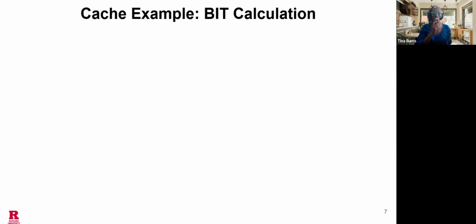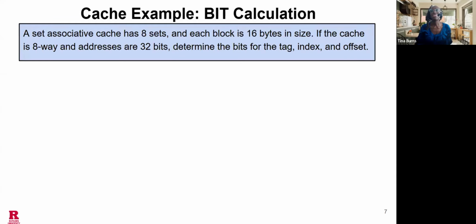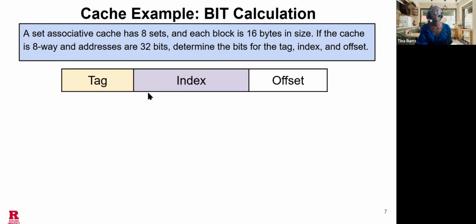All right, now let's look at some examples. So let's say we have a set associative cache with 8 sets. Keep that in mind when it tells you this information. It has 8 sets total, and each block is 16 bytes inside. The cache is an 8-way cache, and the addresses are 32 bits. Determine the bits for the tag, index, and offset.